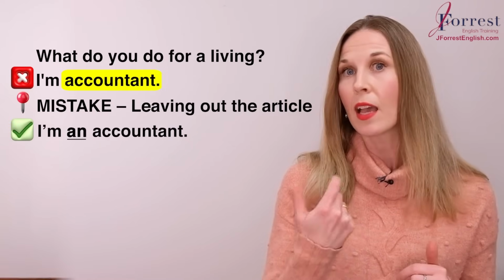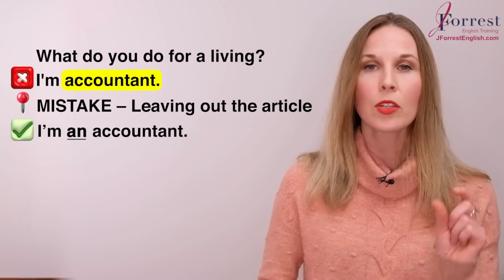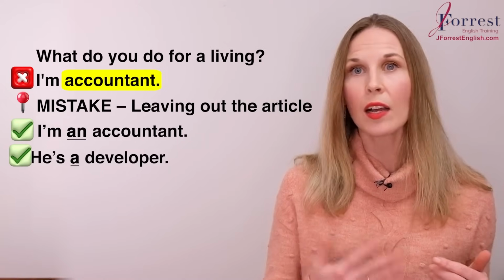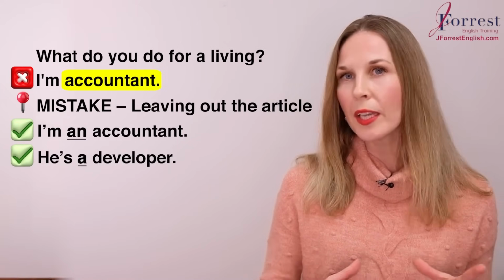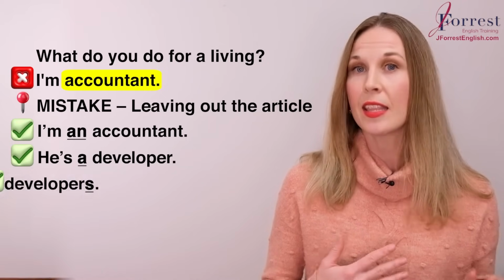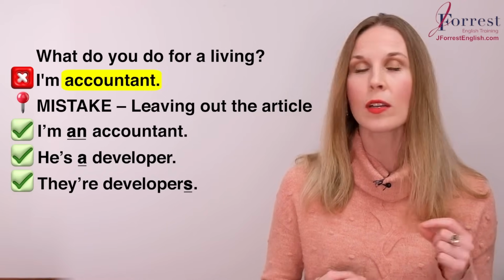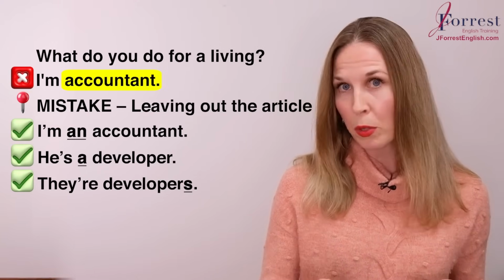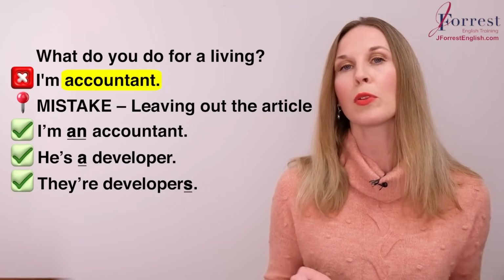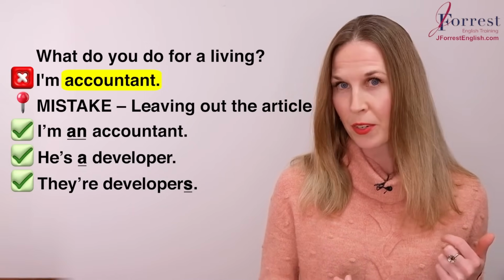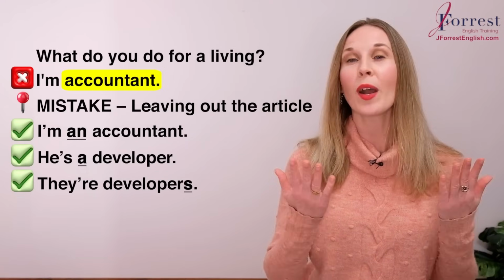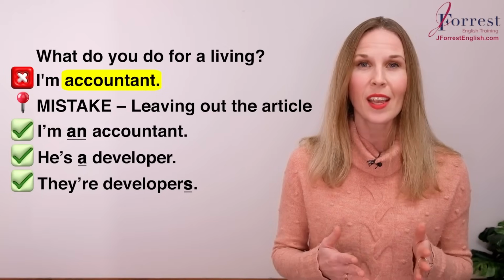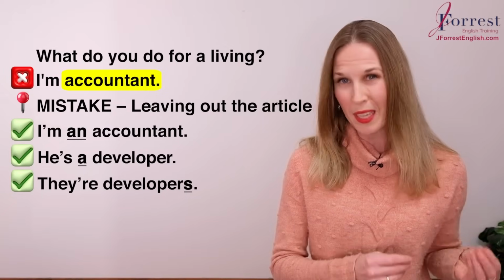You need an because accountant starts with a vowel sound, so you need an instead of a. I'm an accountant. He's a developer. But if you were talking about a group, you could say they're developers. They are developers. So notice in this case, there's no article, because the noun is plural, and you don't need an article with plural nouns. So please, when you tell people what you do for a living, make sure you include the article. Otherwise, it will sound like your English is very beginner.